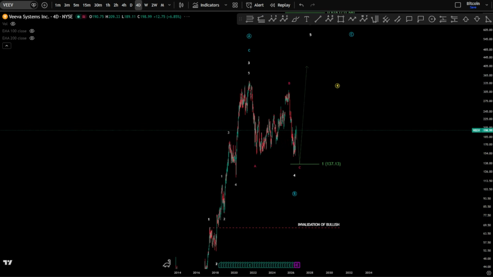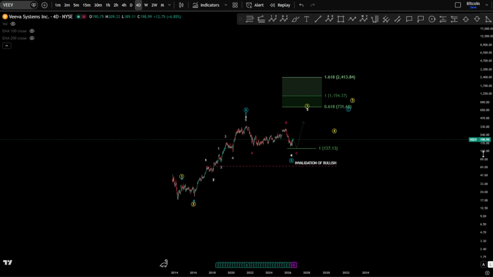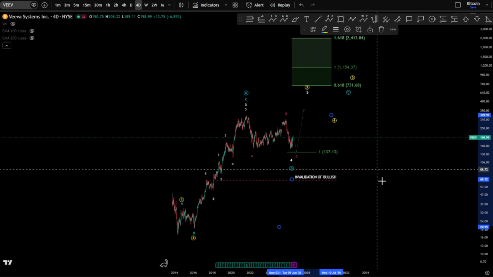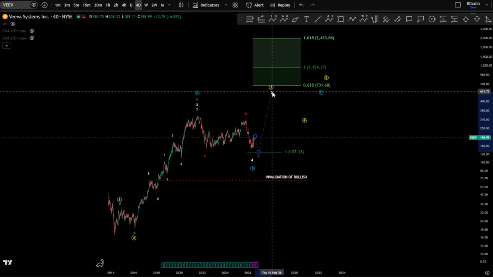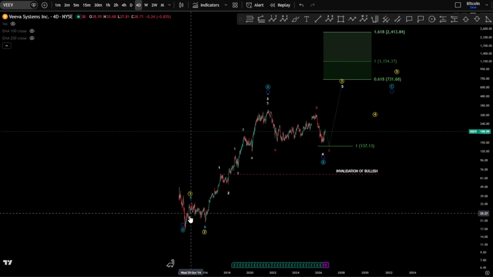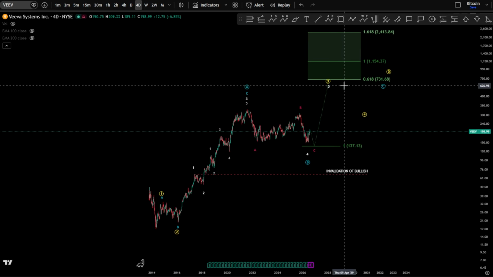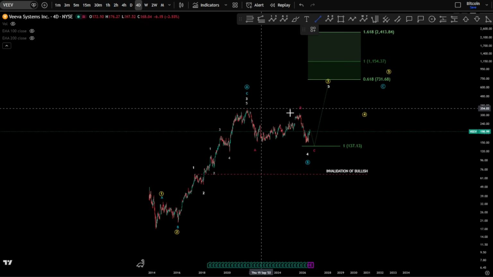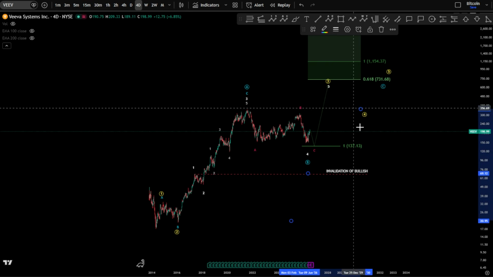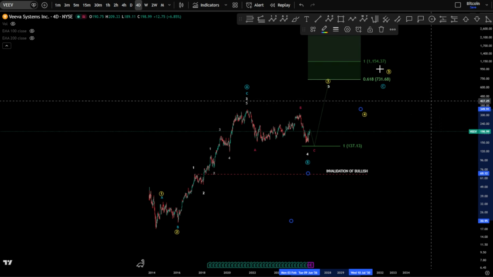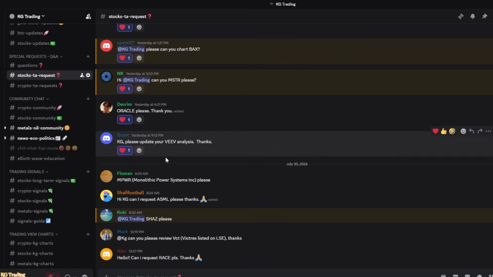Now, yes, it gives you even a logarithmic fib level around $731 if you want to be very bullish here. We're going to keep it logarithmic. Actually, I love logarithmic, so we're going to keep it there. But be careful about just taking the high. But very likely that you might be able to take, of course, higher prices. All right, so this is regarding VEEV.